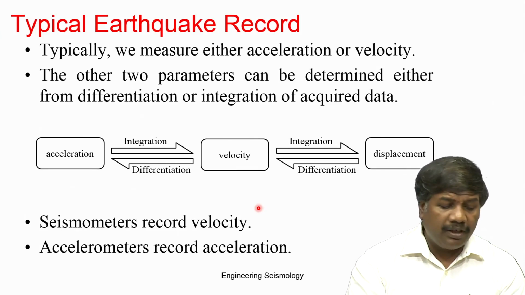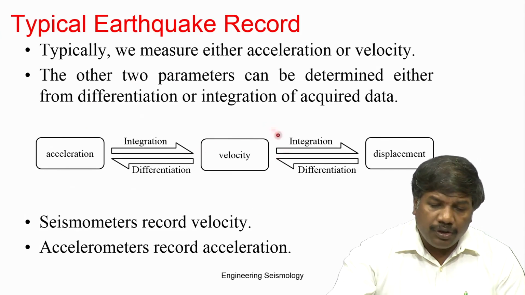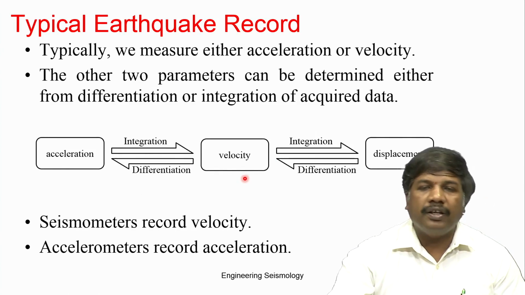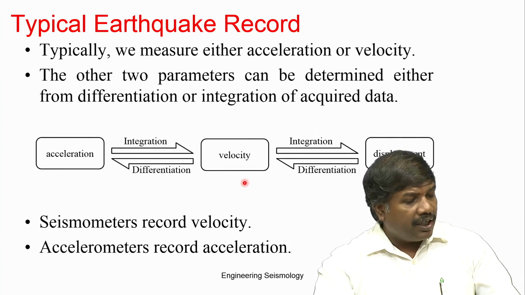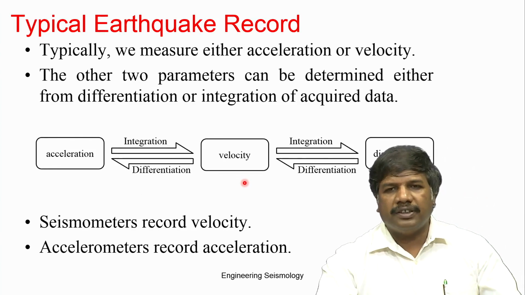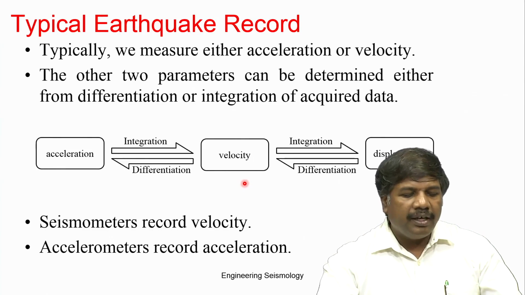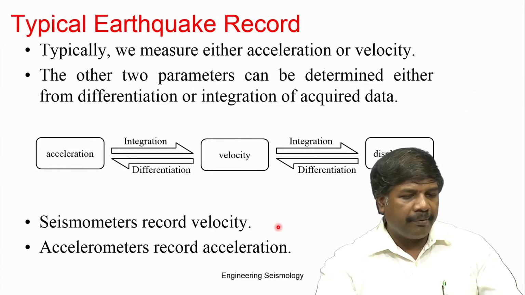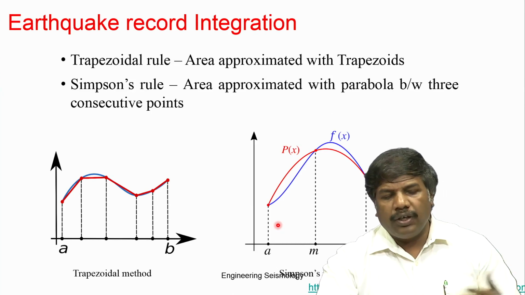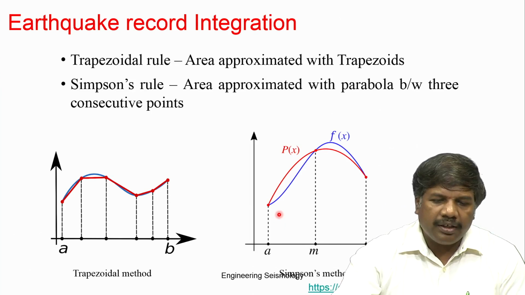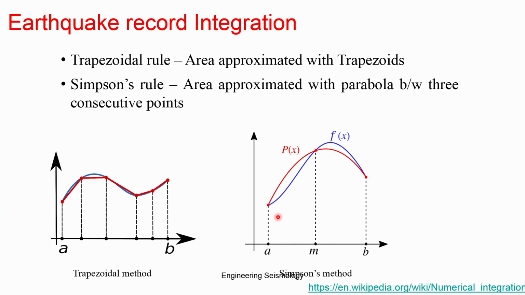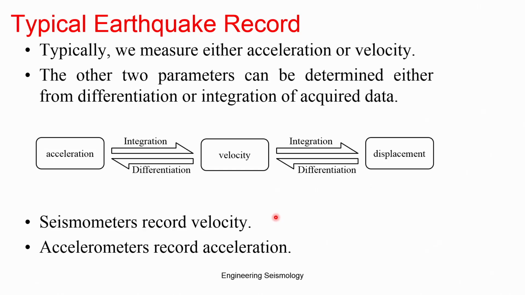This step is very important, because you need to know what record it is, and from there you can convert it to the record you need for the engineering application. Generally, seismometers or seismoscopes record velocity, and an accelerometer or accelerogram records acceleration versus time. So, how do you convert the earthquake record? Generally by integration. If you have the acceleration record, you can integrate it and get the velocity record.